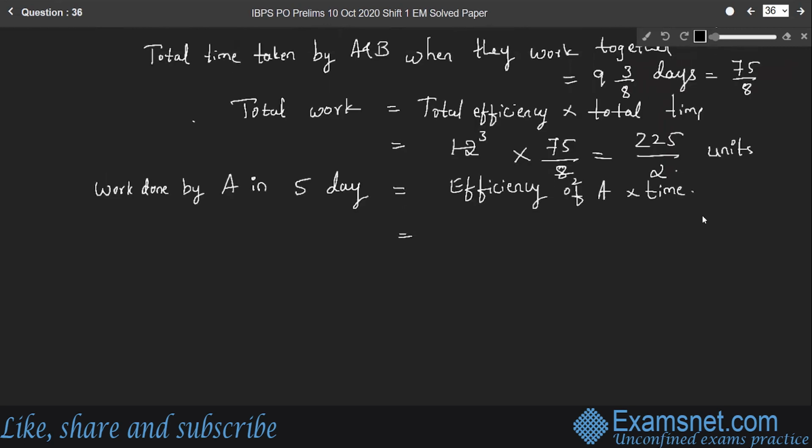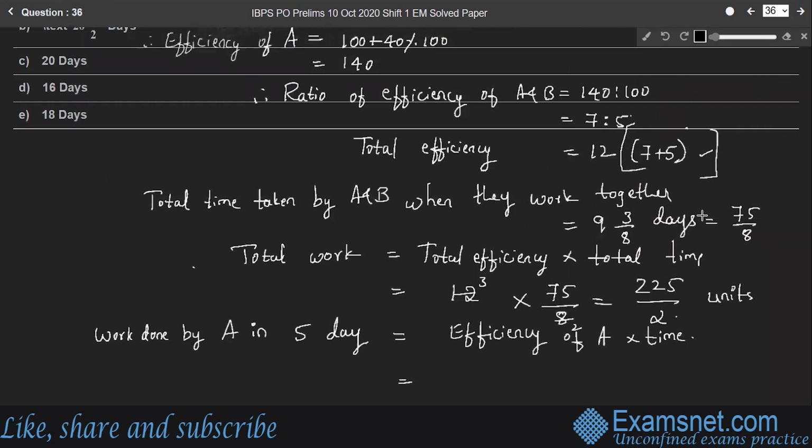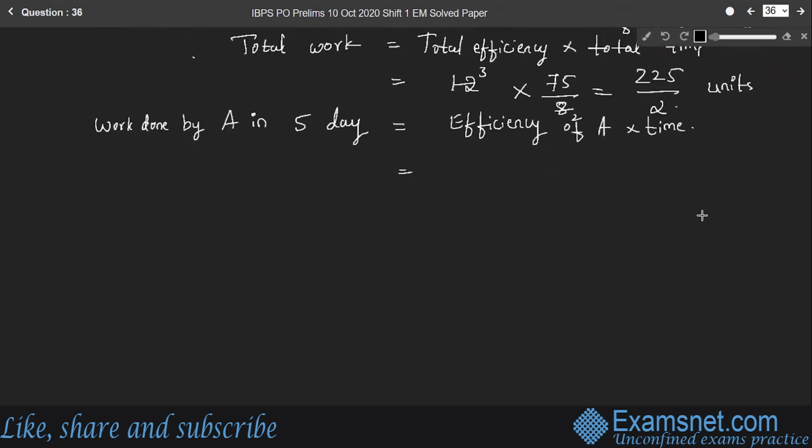What is efficiency of A? So according to this relation, 7:5. So A's efficiency is 7, right? So 7 into time is 5 days. A took 5 days. Therefore, 35 units is work done by A in 5 days.